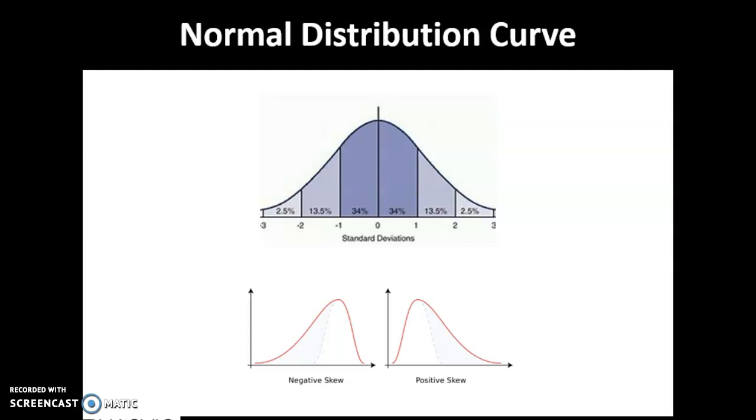If data is evenly split either side of the mean, then it will give you a bell-shaped curve and the data is normally distributed. However, data can be negatively and positively skewed, which means that there can be more data on one side of the mean. A negative skew is when the long tail goes to the left, and a positive skew is when the long tail goes to the right.